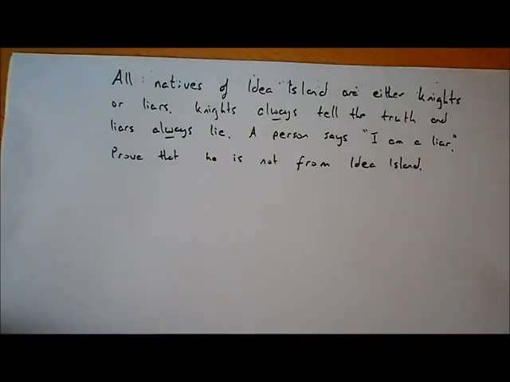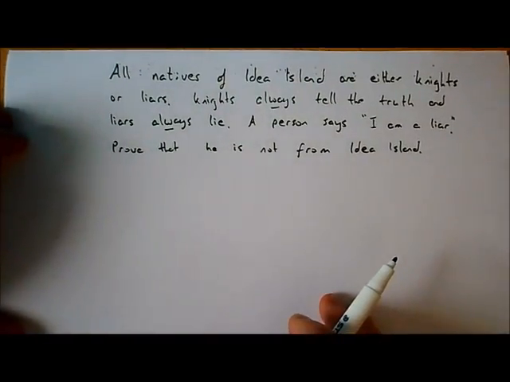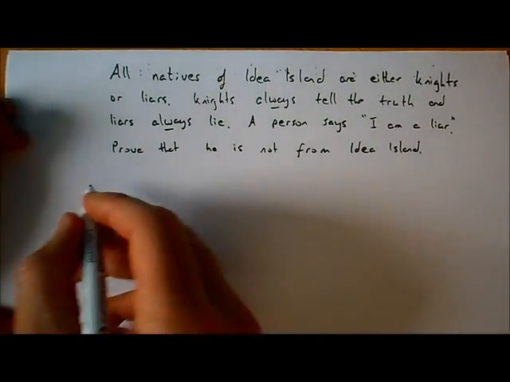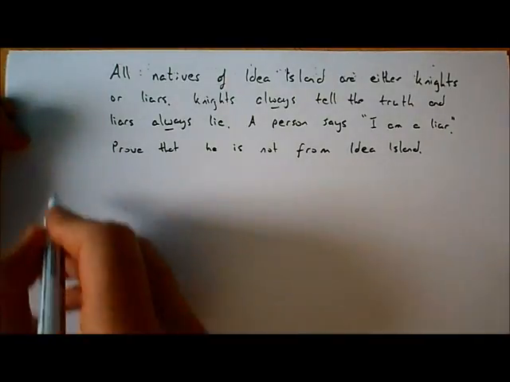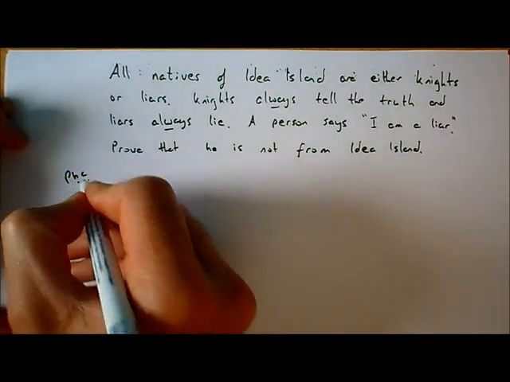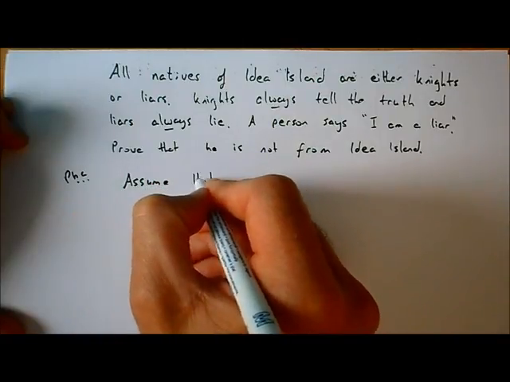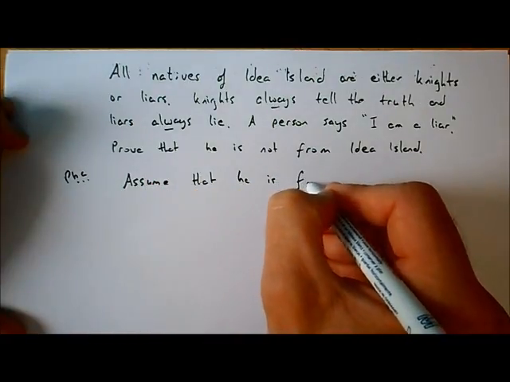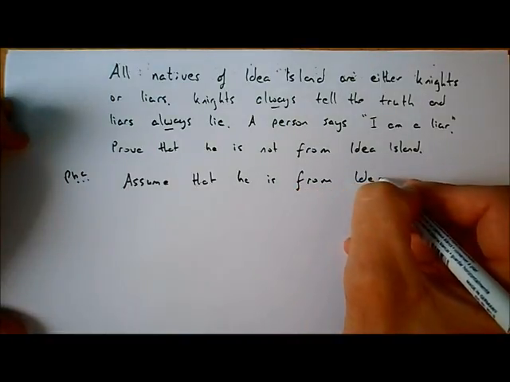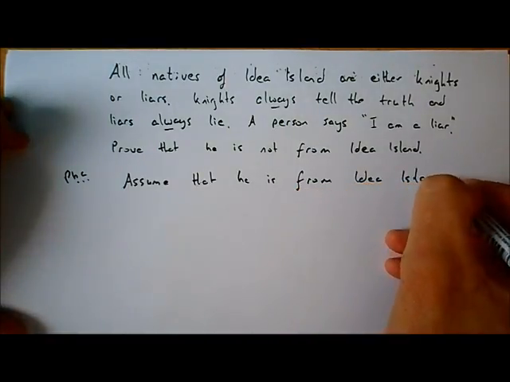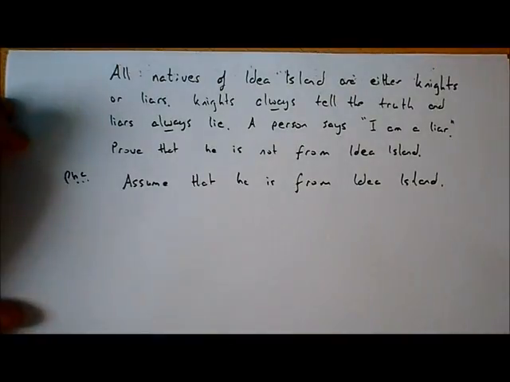So we're going to use a proof by contradiction. To use a proof by contradiction here, we're going to assume the opposite. So we will assume that he is from Idea Island. Just the opposite. Okay, so what does that mean? If he is from Idea Island, then he's either a knight or a liar.